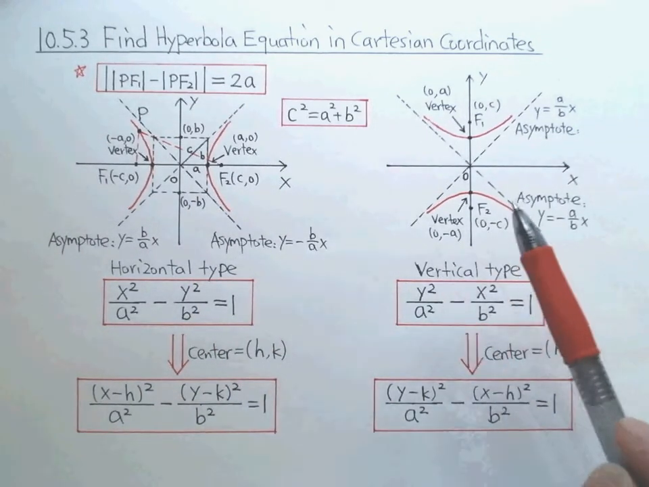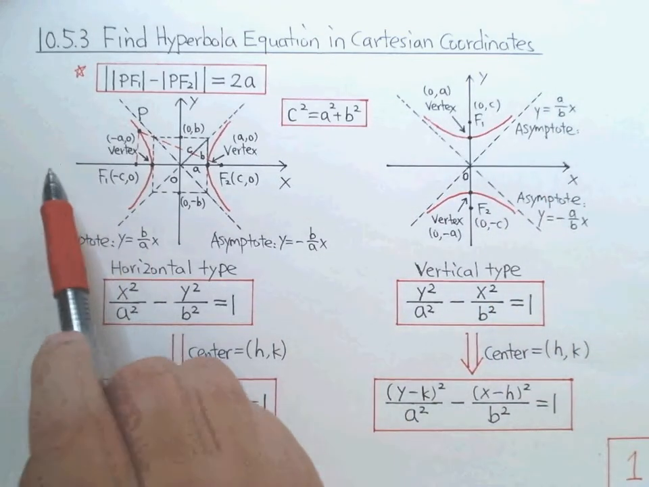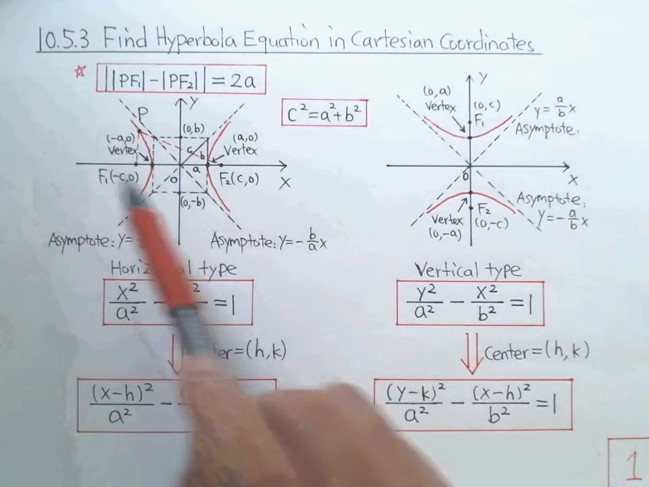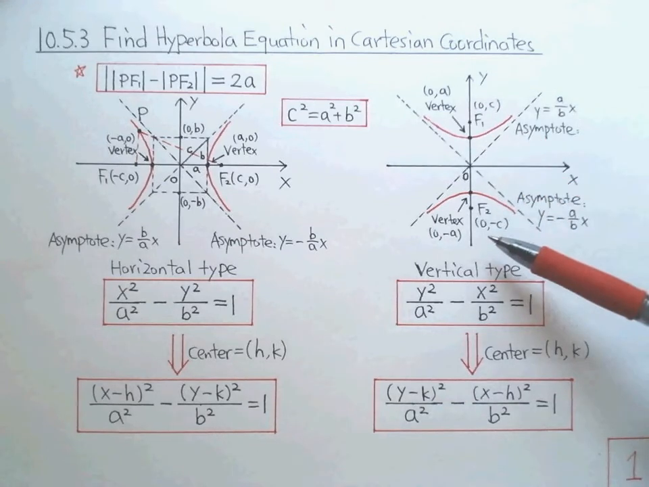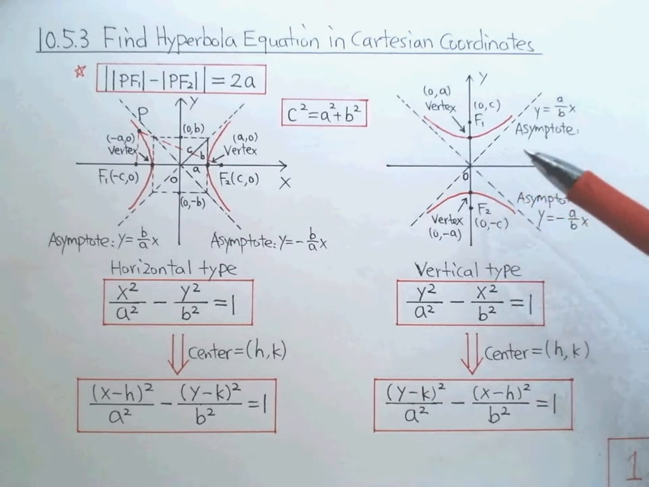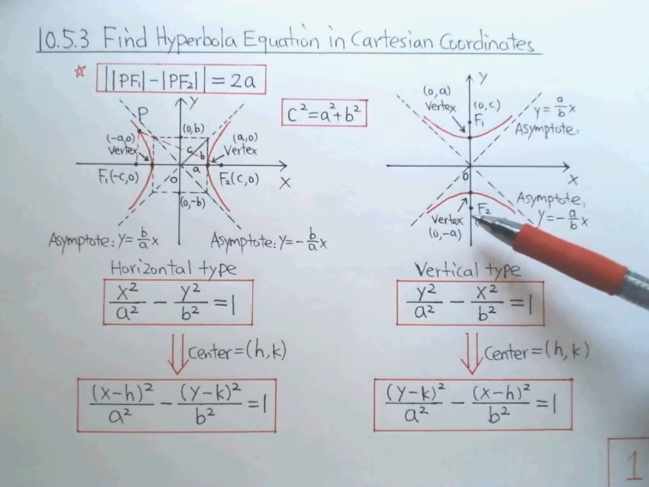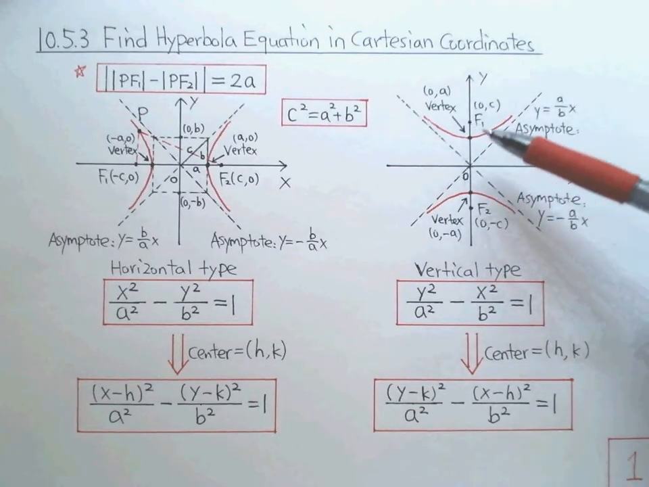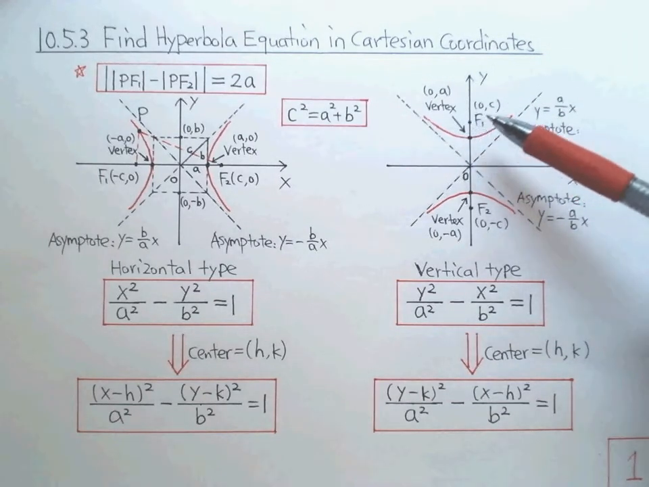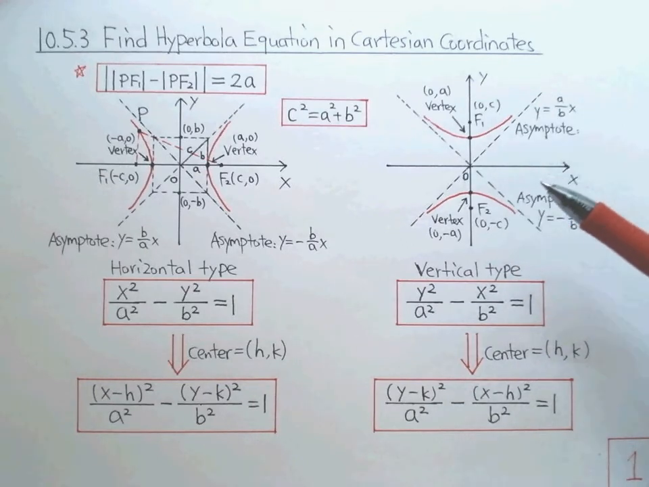Let me generally look at the basics for the second type, vertical. First, for the horizontal, the open direction is horizontal, open left and right. If we open up and down, this time it is vertical. It's the same definition, but some things are different. The vertex this time is on the y-axis, (0, a) and (0, -a), and the foci are still on the y-axis: F1 is (0, c) and F2 is (0, -c). That's a little different.